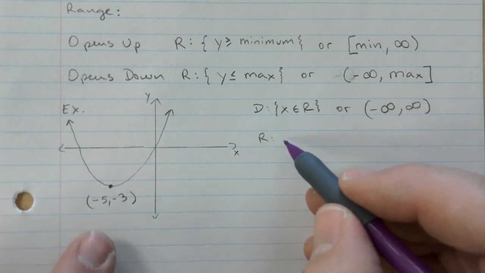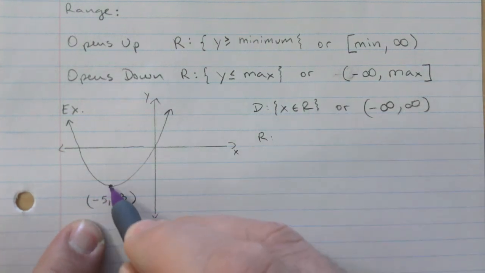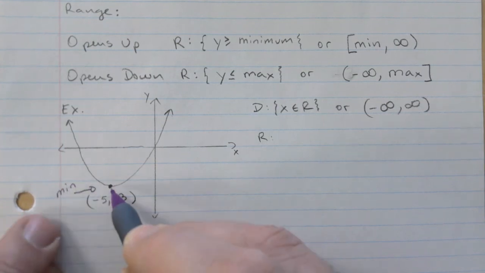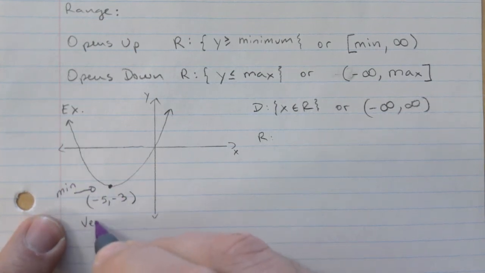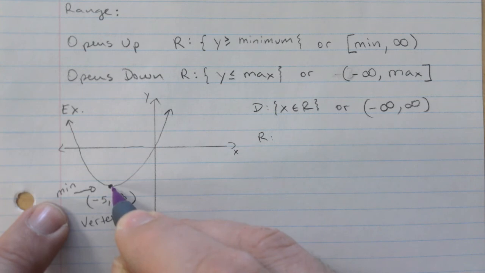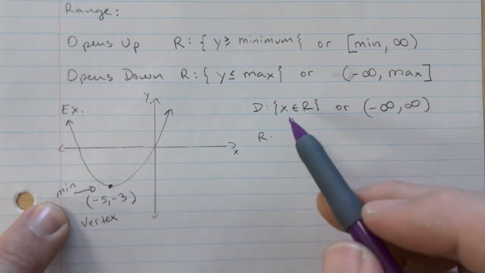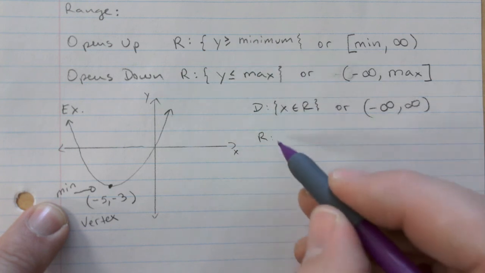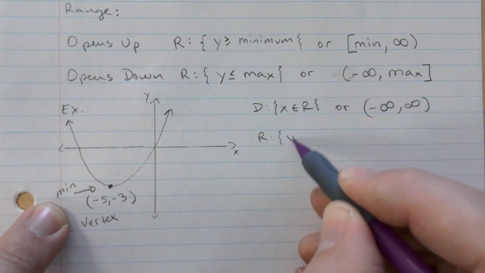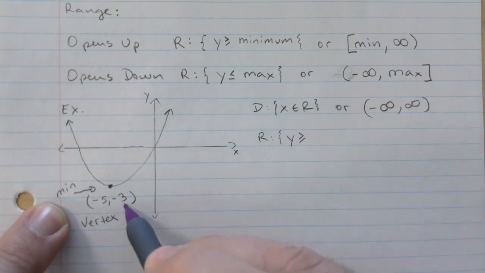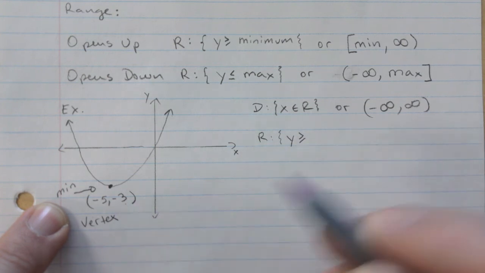For the range, it's a little different. This here would be referred to as the min, right? It's still the vertex. That doesn't change, right? This point is considered the vertex, but it is the lowest. It's a minimum for us. So it'll be looking like this, right? So y is always going to be greater than or equal to the lowest value, which is -3.